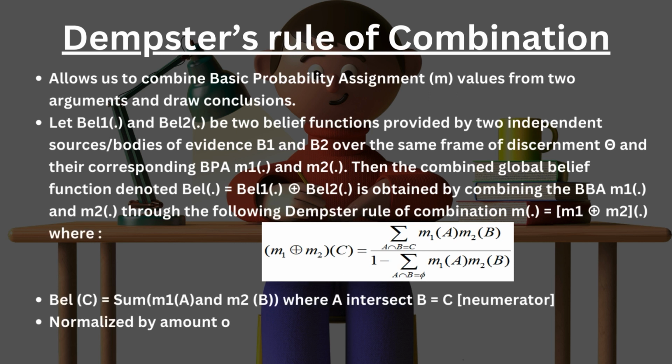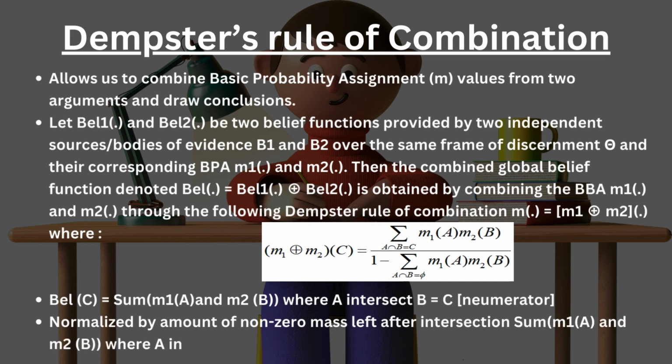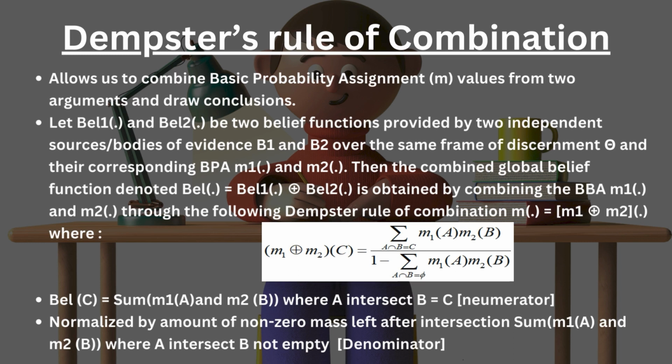So, let belief 1 and belief 2 be the two belief functions provided by two independent sources of evidence B1 and B2 over the same frame of discernment, and their corresponding basic probability assignments M1 and M2. Then the combined global belief function, denoted as Bel, is equal to belief 1 ⊕ belief 2. This symbol is not actually XOR, it is a multiplication, as we will see in the example. It is obtained by combining the basic probability assignments M1 and M2 through the following Dempster rule of combination.